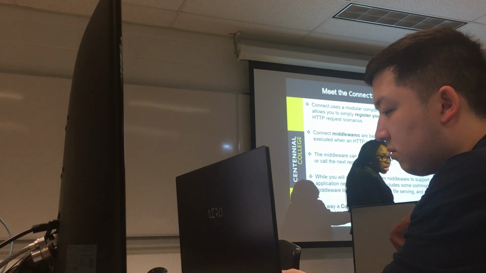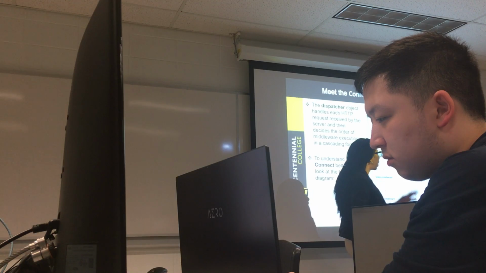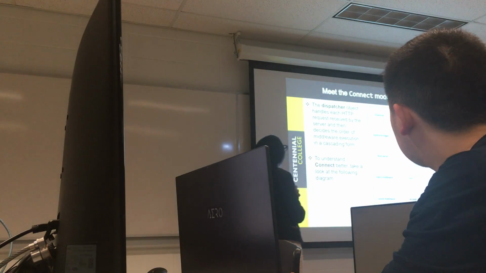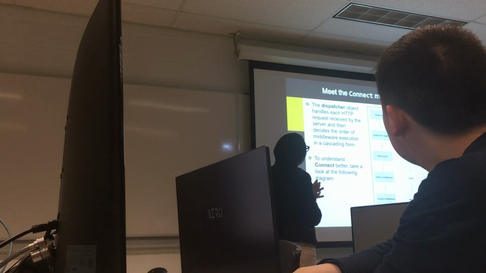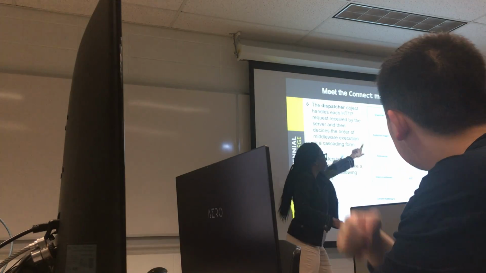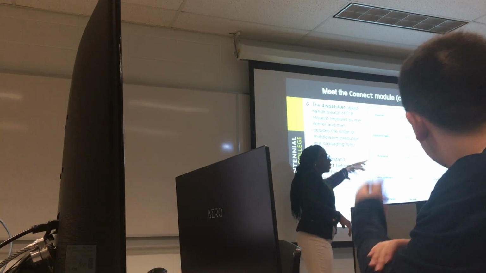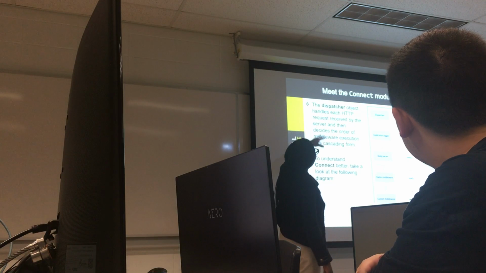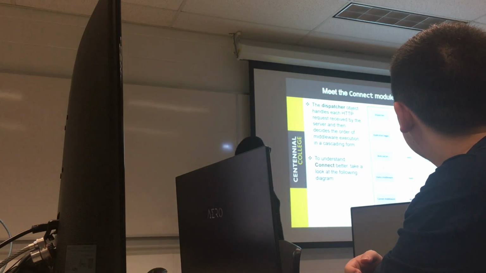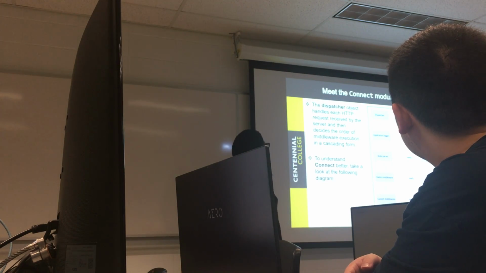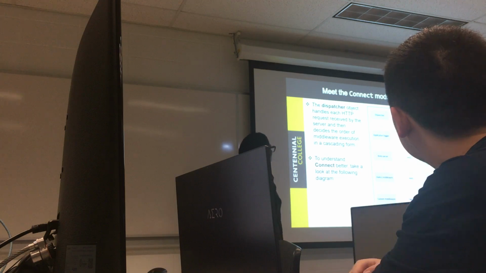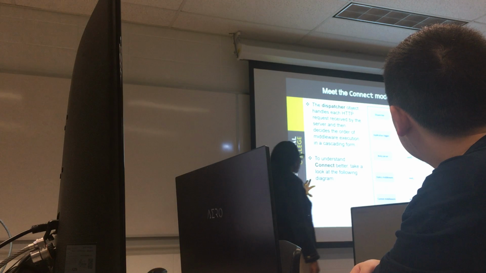So the connect application uses an object called dispatcher. This is how the dispatcher works. I'll read it out and I will explain using this diagram, right? The dispatcher object handles each HTTP request received by the server and then decides the order of middleware execution in a cascading form.